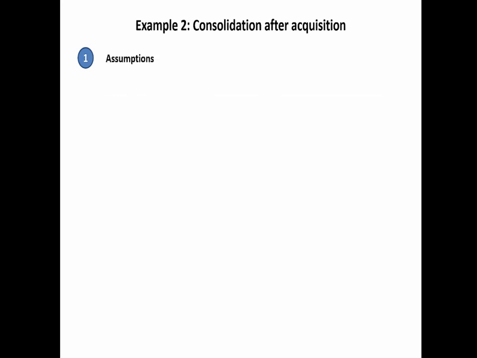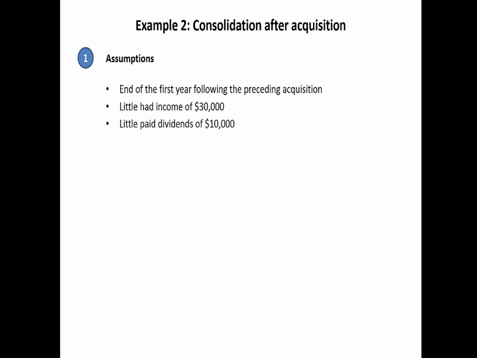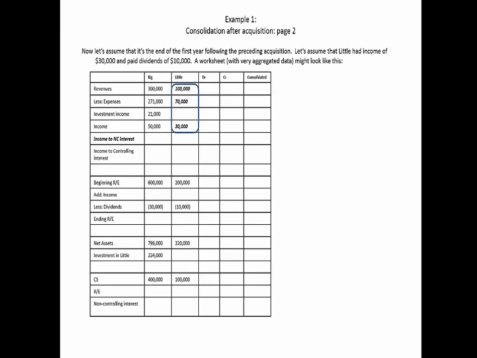Let's go ahead and take this a little bit further and deal with consolidation after acquisition. So this will be the end of the first year following the preceding acquisition. We'll assume that Little had income of $30,000 and that Little paid dividends of $10,000. Now, let's assume that this is the worksheet at the end of the first year following acquisition. And a worksheet with aggregated data might look like this.